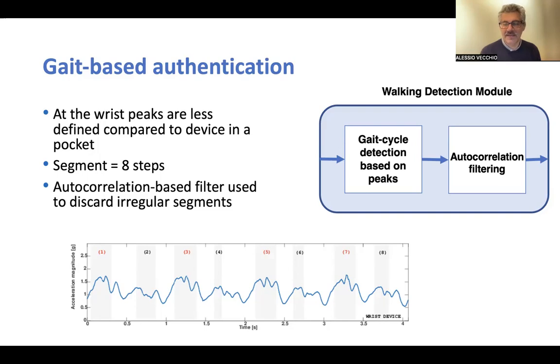When we have a gait segment made of 8 steps, the gait segment is possibly discarded depending on the regularity of the signal, okay? And this is done by means of autocorrelation. So the idea is if the gait segment is not regular enough, just discard it because it cannot be useful for authentication purposes.